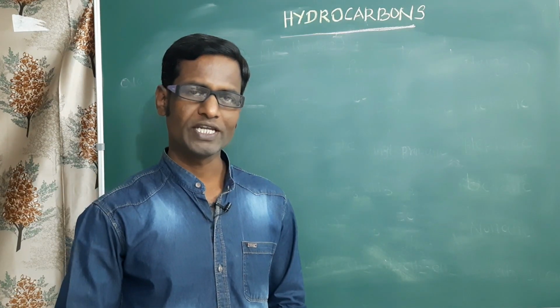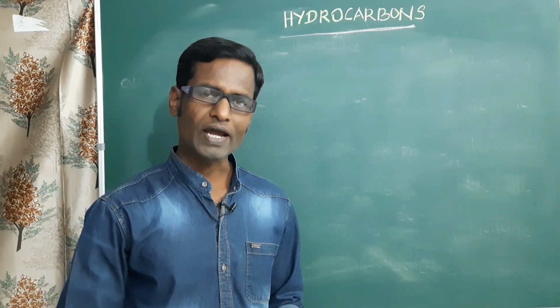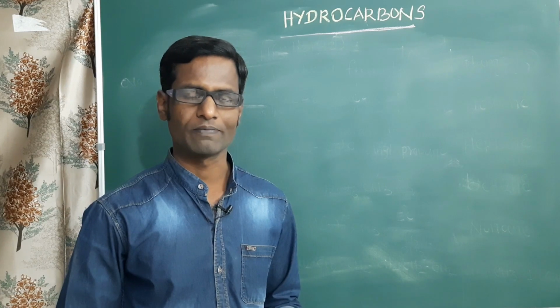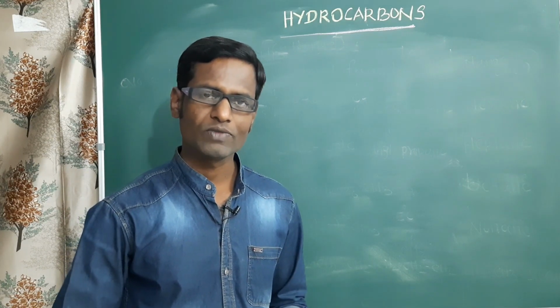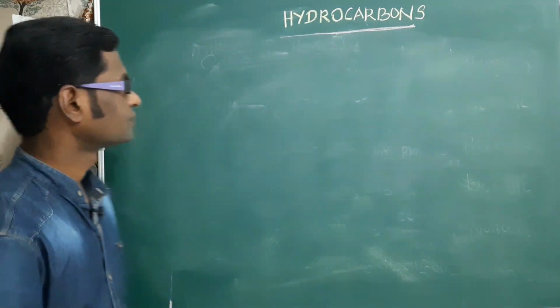Next is isomerism of alkane. What is the meaning of isomerism? Compounds having the same molecular formula but different structural formulas. Example, pentane. What is the molecular formula of pentane? C5H12.